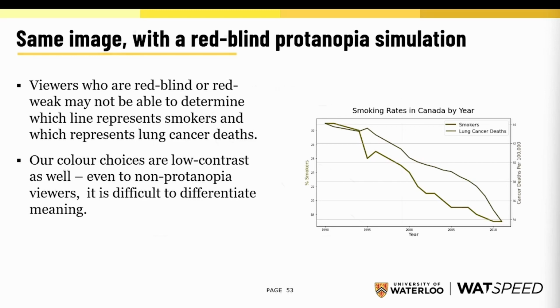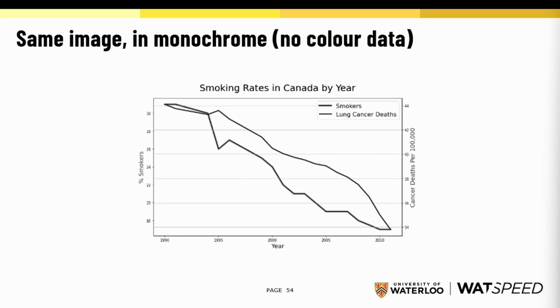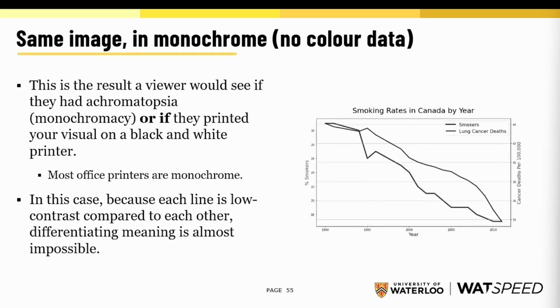If we take that same image and strip it of color data, so this is how the image would look if it was printed out on a printer that only supported grayscale. So there's no more color data. There are some viewers out there who have a condition called monochromacy. In other words, they cannot perceive color. For viewers who can perceive color, if they print out your visual on a black and white printer, and that is most office printers or photocopiers, you lose all color data, and it's almost impossible to differentiate between these two line graphs.